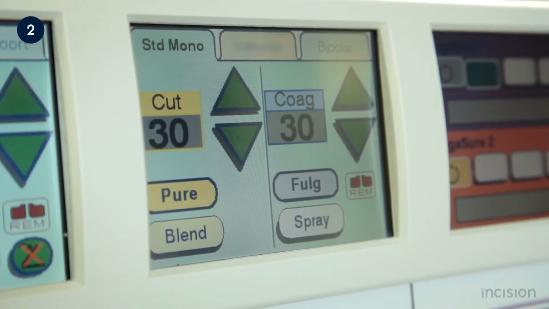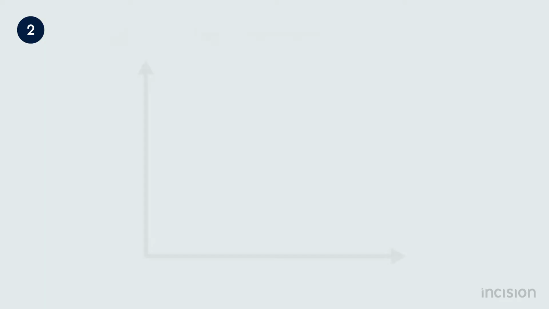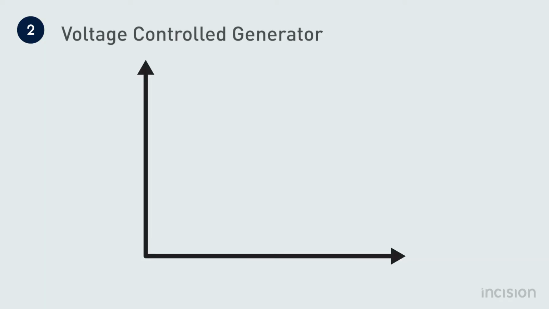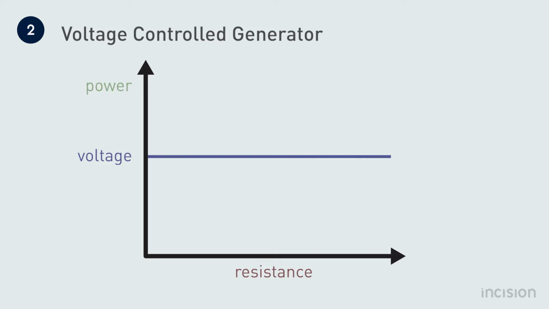Voltage and power control generators are common. In a voltage control generator, the voltage is kept constant. As described in Ohm's law, the current and power thus decrease as the resistance increases. To prevent the power from exceeding the maximum power settings with a low resistance, the current may be limited. As the voltage is constant, the same tissue effect can be obtained for different levels of resistance in the tissue.